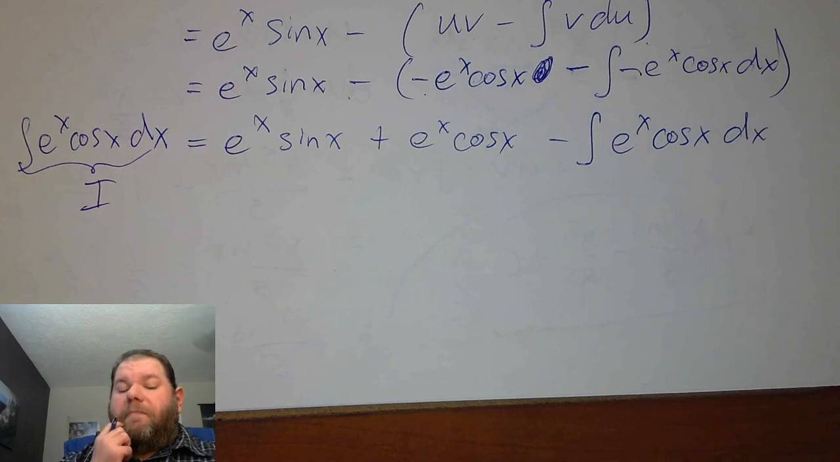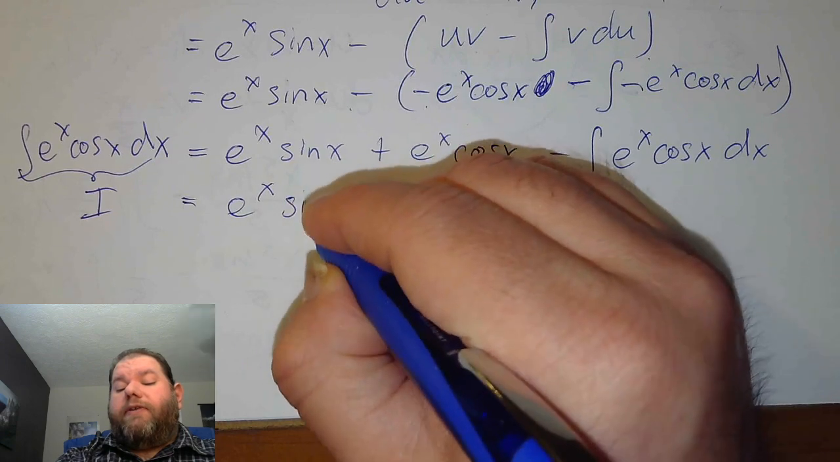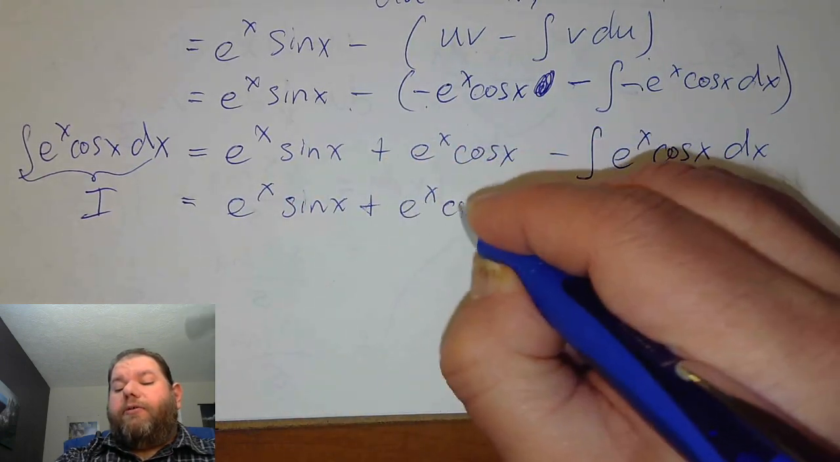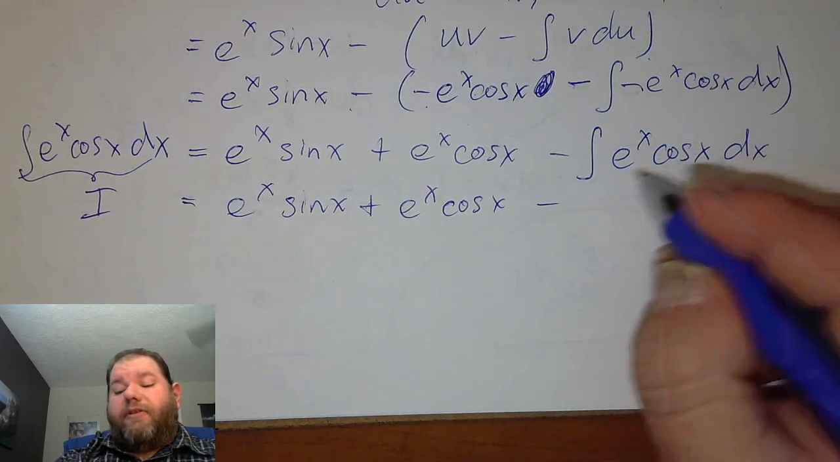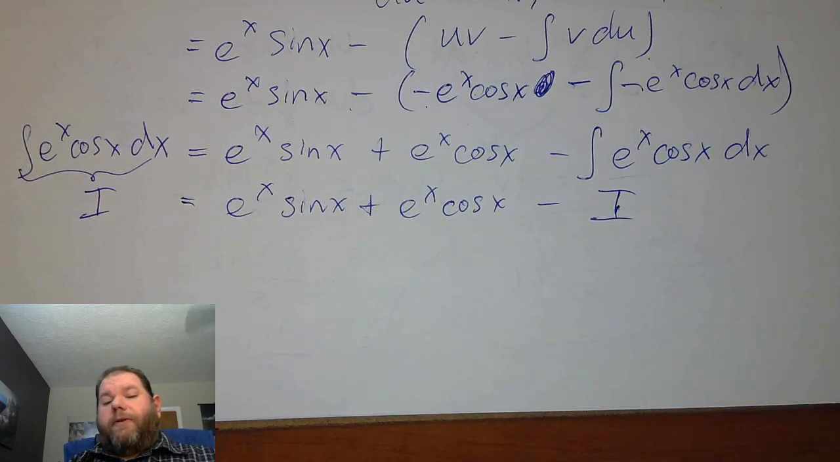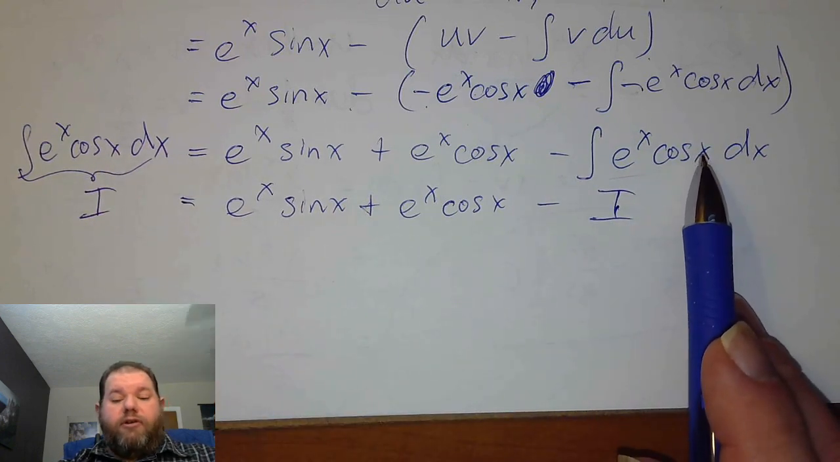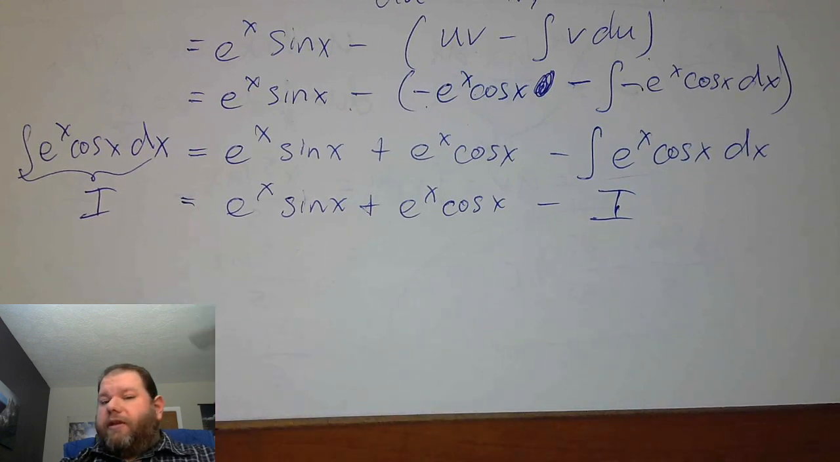Just to have something to represent that rather than writing that down again. So if we call that I, then we have e to the x sine x plus e to the x cosine x minus, and this is actually the same thing as I. So we actually have I over here also, but it's now subtracted. So what we can do, we can think of this as an equation and say if our goal is to solve for I, we want to solve for the integral of e to the x cosine x dx, then currently we have I on two different sides of the equation. So let's combine our like terms and then solve for I.